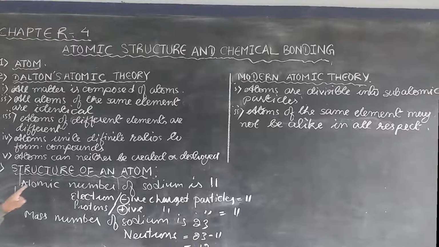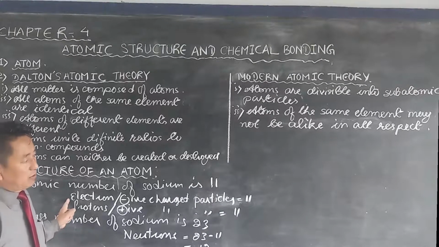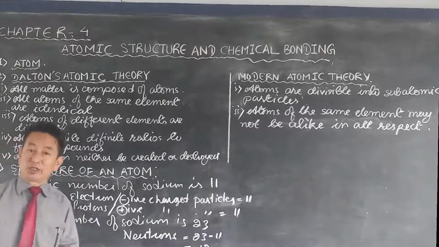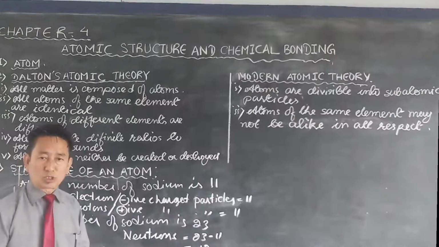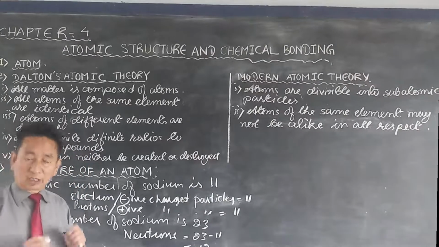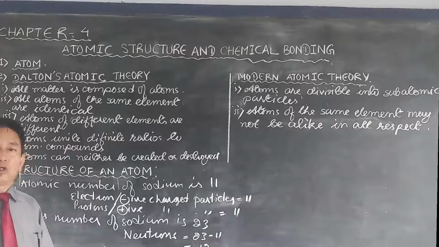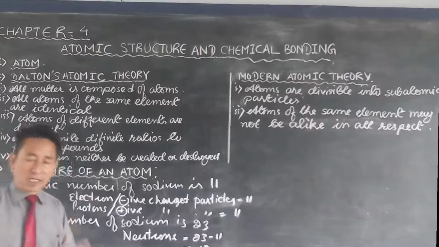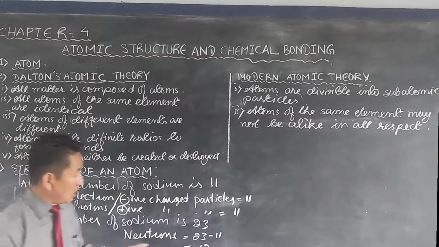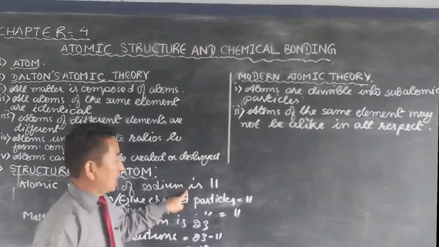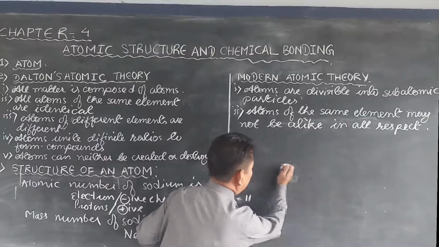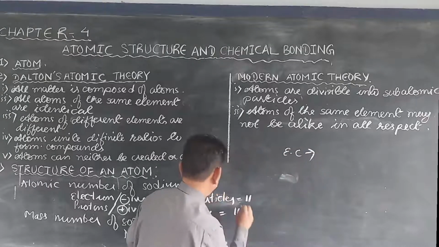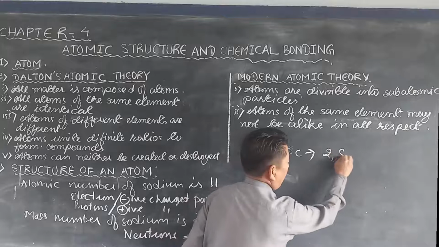This atomic number of an atom is very important because it gives the electronic configuration of an atom. Electronic configuration of an atom is the distribution or arrangement of electrons into the respective cells, which follows the rule 2n square. The first cell accommodates only 2 electrons, second cell 8, third cell 18, fourth cell 32, and so on. Here the atomic number of sodium is 11, so its electronic configuration is 2, 8, 1.